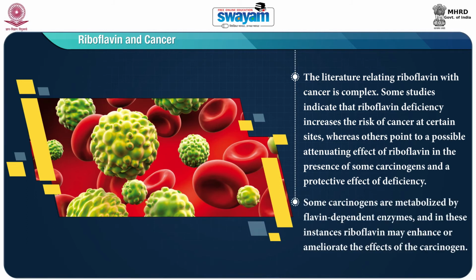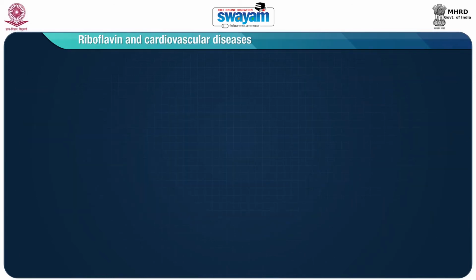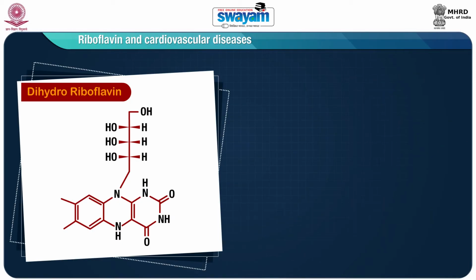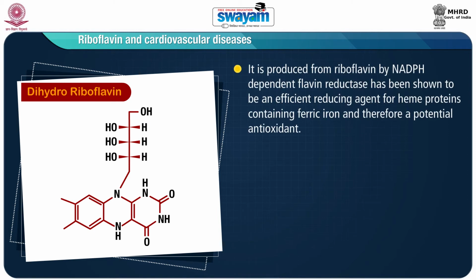Some carcinogens are metabolized by flavin dependent enzymes, and in these instances riboflavin may enhance or ameliorate the effects of the carcinogen. Now, riboflavin and its role in cardiovascular diseases. Dihydroriboflavin produced from riboflavin by NADPH dependent flavin reductase has been shown to be an efficient reducing agent for heme proteins containing ferric iron and therefore a potential antioxidant.